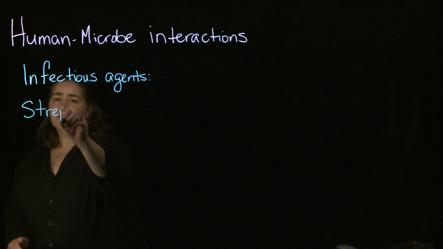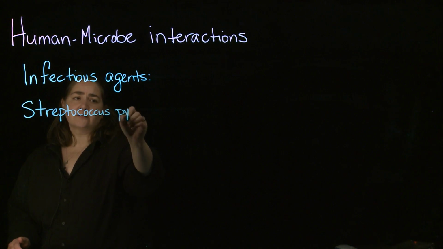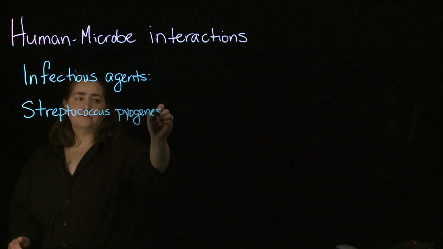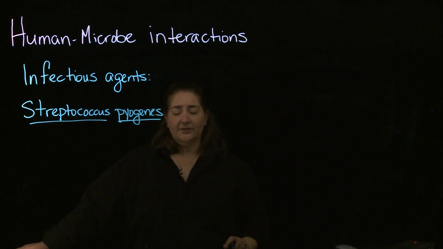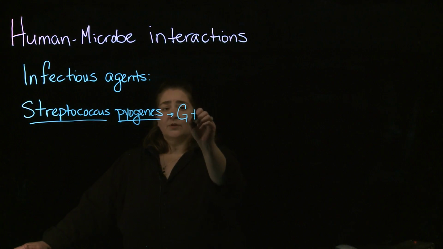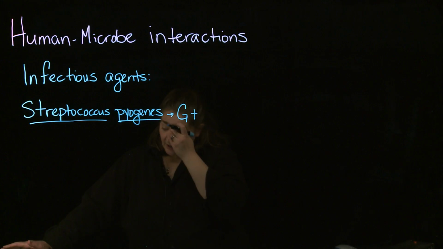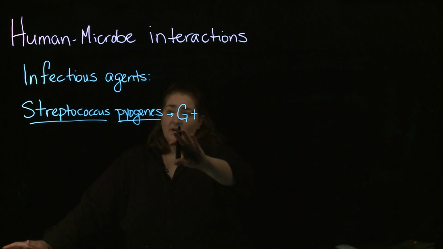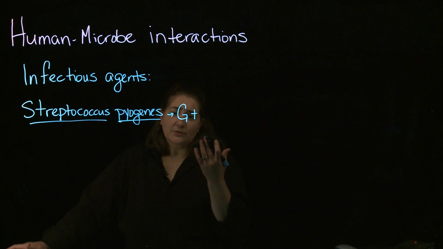We'll start with Streptococcus pyogenes. All right, that strep pyogenes, that's the bacteria that causes strep throat. It's going to be a gram-positive bacteria. And in terms of that, strep throat typically is going to enter via the oral cavity or the respiratory system.